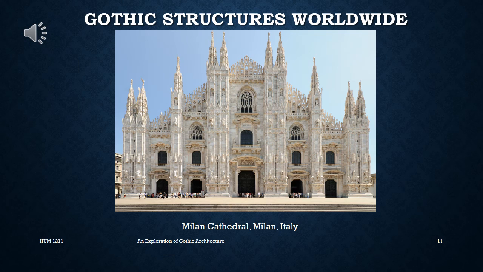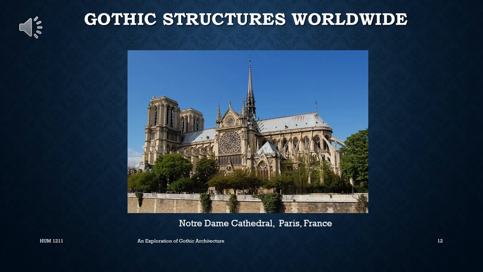The Milan Cathedral in Milan, Italy also took almost 6 centuries to build. Construction began in 1386 and finished in 1865. This cathedral is known to be the fourth largest cathedral in the world. The Notre Dame Cathedral in Paris, France is among the very famous Gothic buildings in the world. It was built between 1163 and 1345. This building went through several alterations and damages over the years, but the most recent alteration took place in the 1990s.